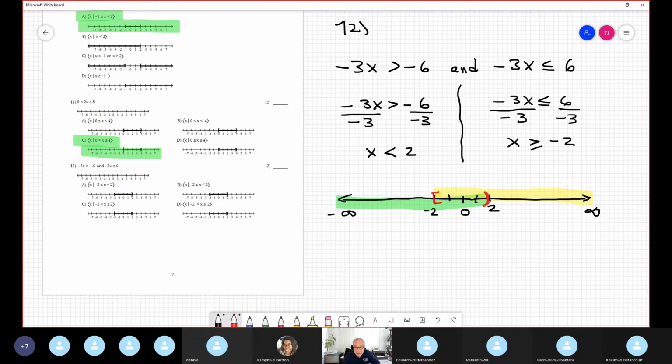However they want the answer. So, now intersection. What is the intersection between green and yellow? It's obvious that it's that part. Look, that part.